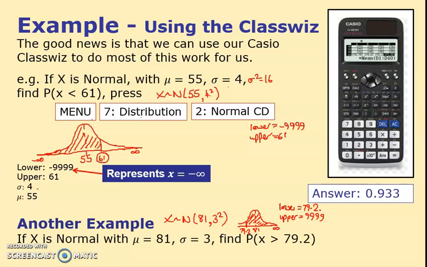So I'm going to type this in, menu 7.2, lower, what was it, 79.2, the upper was 9999, sigma, it said, is 3, and my mean, my mu, is 81, so I type that in as well. Press enter, and I get my answer. And notice the great thing about this calculator is it just tells you the answer.